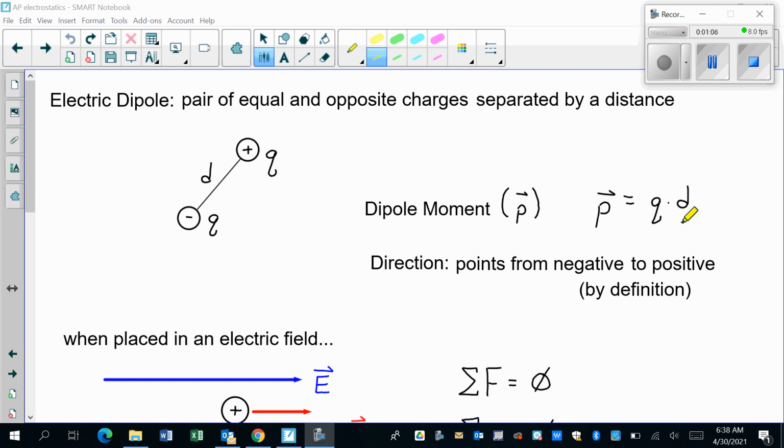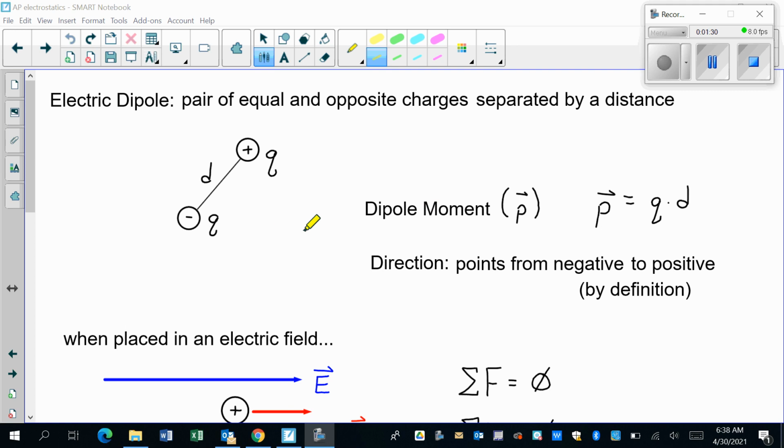Again, as I've mentioned, there's not typically a lot of electric dipoles on an AP Physics exam. Not that I can recall in recent memory at all. So if it is, it's going to be a multiple choice kind of question. And looking at the equation sheet, this is not going to be on your given equation sheet.